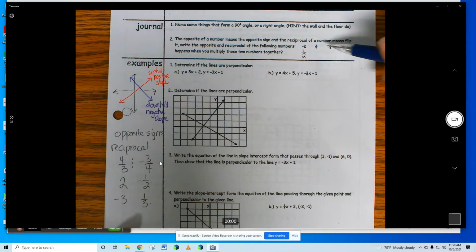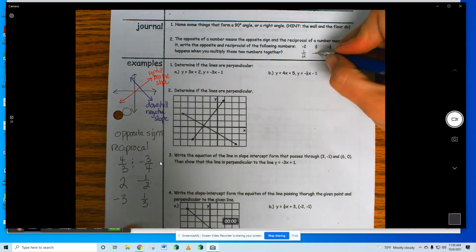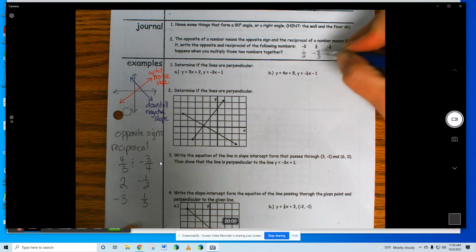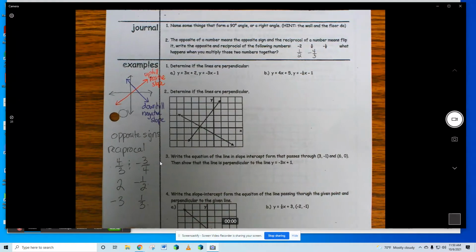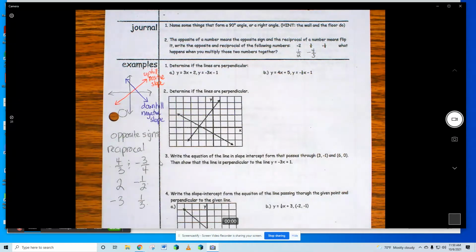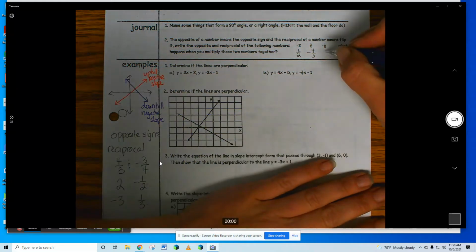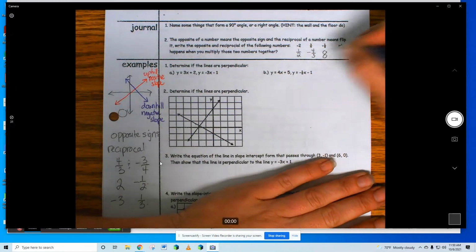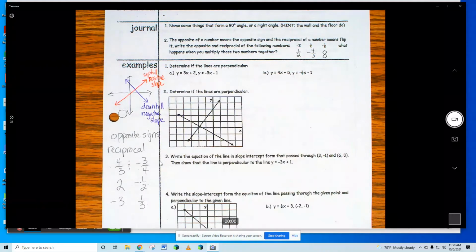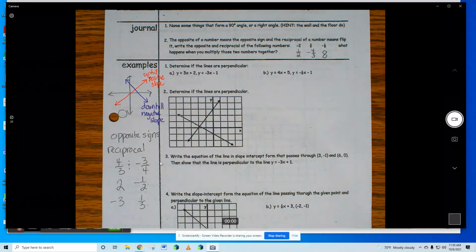Next one I'm going to try is positive 3/4. What's the opposite reciprocal? Negative 4/3. Good job. Lastly, negative 1/8. 8, just the whole number 8. So I don't care what the y-intercept is, but I need the slopes to be opposite reciprocals.